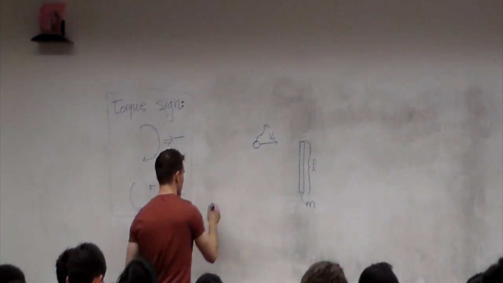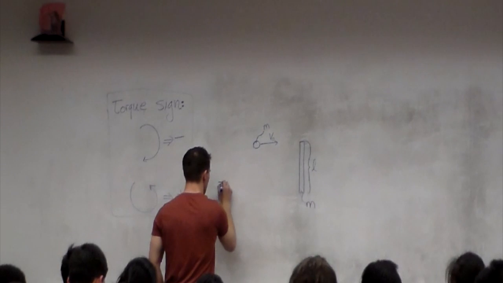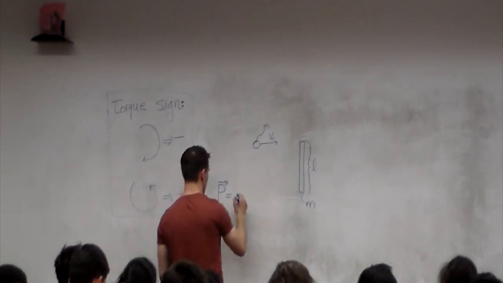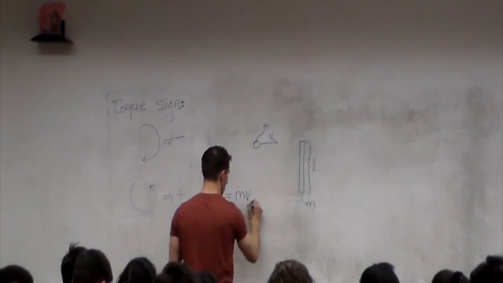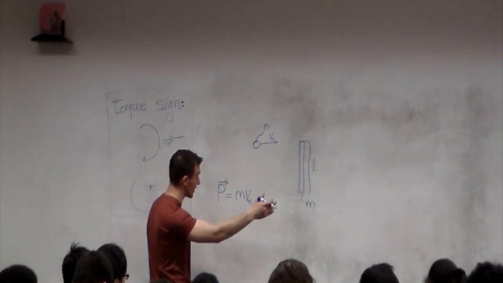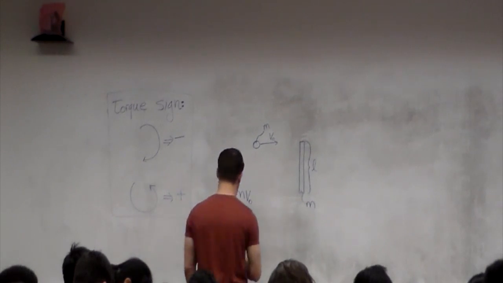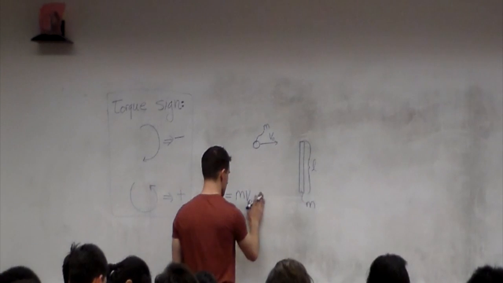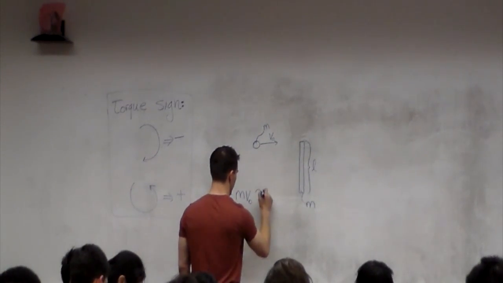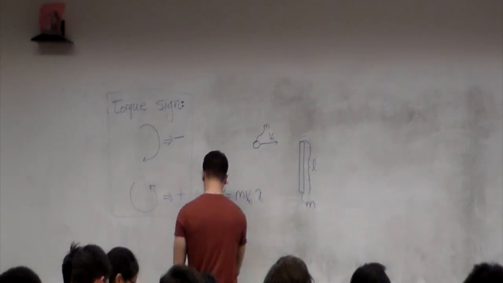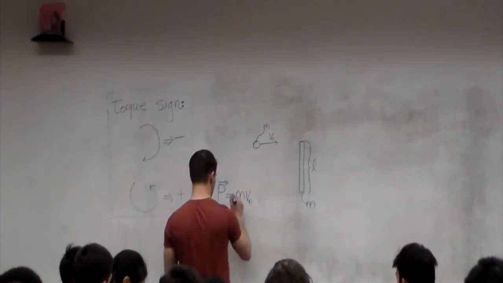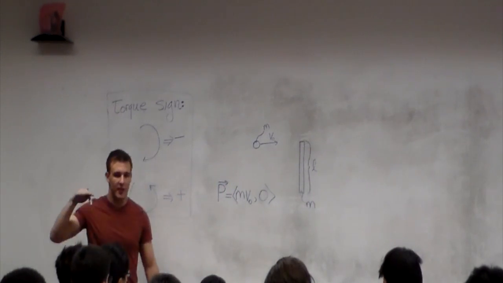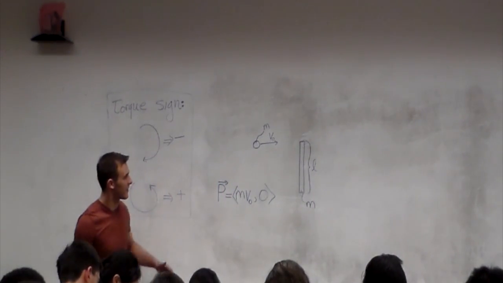So the first thing, what's the momentum? It's equal to mv naught. That's the total momentum of the system. Only mv naught, because that's the only thing that's moving. So initial momentum, mv naught in the x direction, nothing in the y direction.